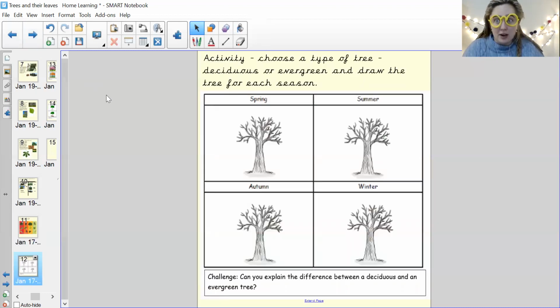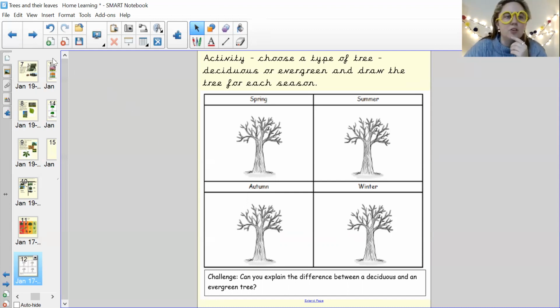Okay, here is your activity for today. I would like you to choose a type of tree, whichever one was your favourite, okay? And you're going to draw what that tree looks like in the 4 seasons of the year, in spring, in summer, in autumn and in winter. Now your picture is going to look different depending on the type of tree that you choose, isn't it? So if you choose a deciduous tree, then the leaves will fall off in the autumn, won't they? But if you choose an evergreen tree, they won't fall off.